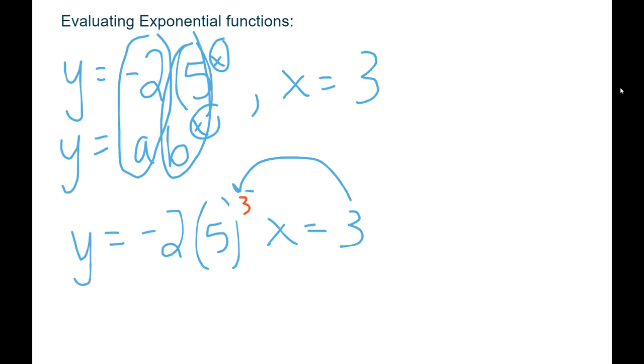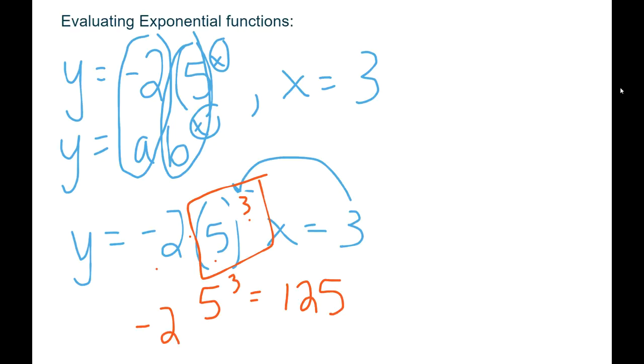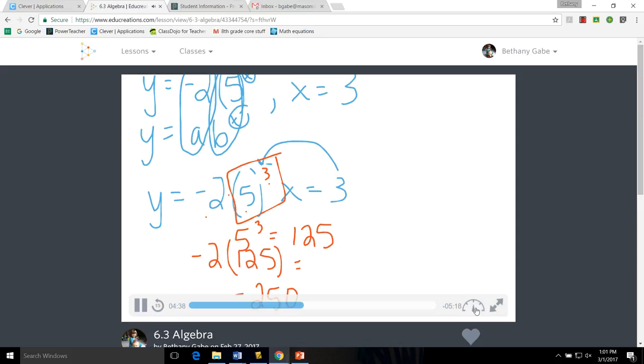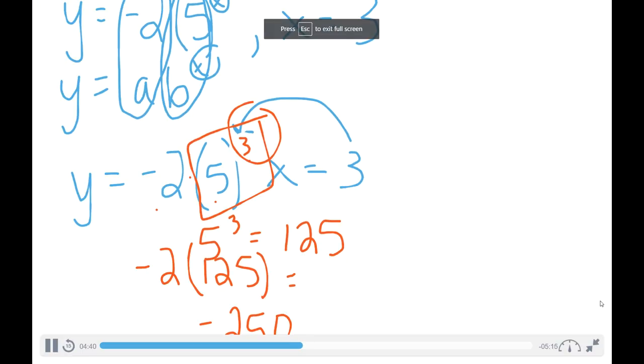Now it's just a matter of order of operations. You cannot type in -2 times 5 and raise it to the third power. It will give you the wrong answer. Order of operations says you have to cube it first. So 5 cubed is 125, and then you need to go back and take it times -2, because you still have -2 squeezed with 125, which is going to be -250. So when your x is 3, you've evaluated the function, it would be -250.